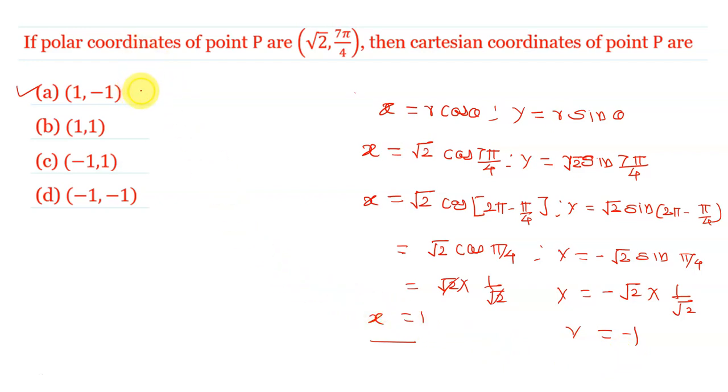So directly also we can write this answer. 7 pi by 4 lies in the fourth quadrant. In the fourth quadrant x is positive, y is negative. For which option is this? It's only for option A. Okay. Next.